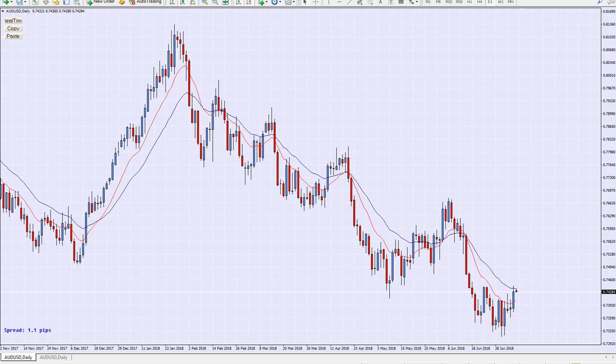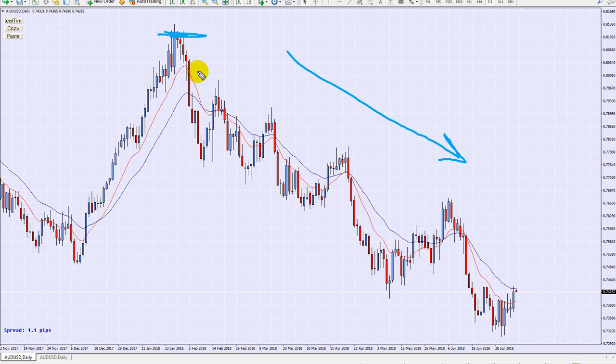Okay, let's move along and let's start our analysis, and we'll kick it off with the Aussie US dollar. Having a look at our chart, we are on a daily Aussie US dollar chart here. It all looks very, very much one directional to me. It definitely looks like we are in a downtrend.